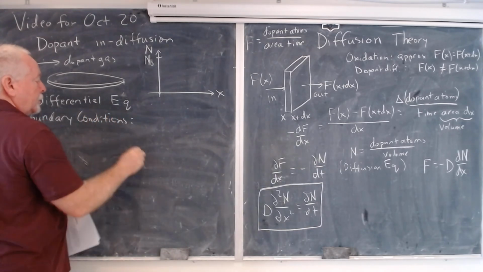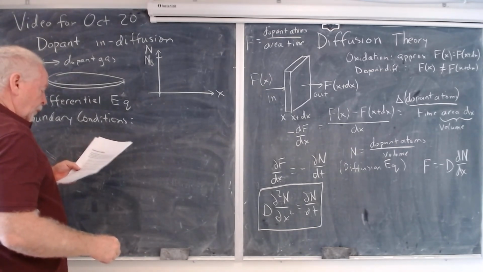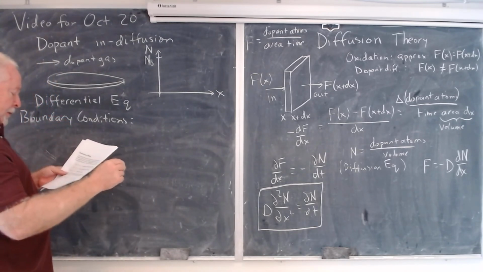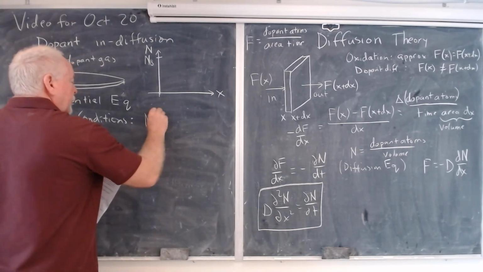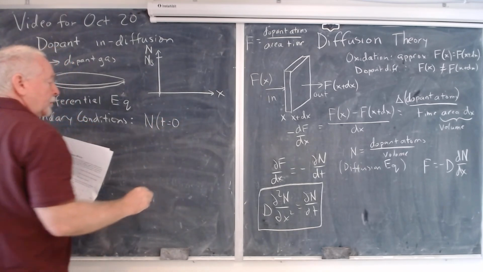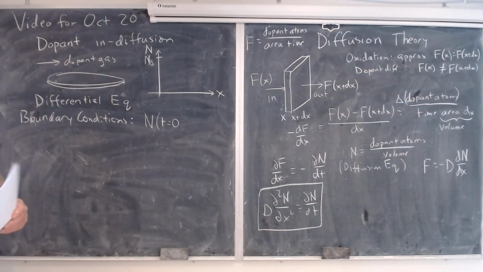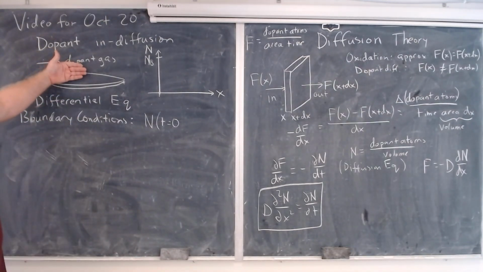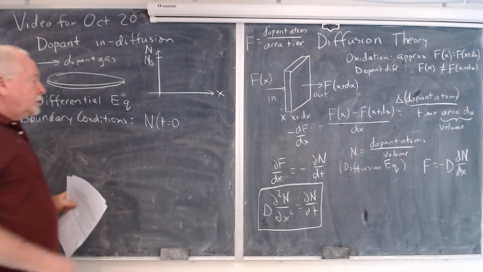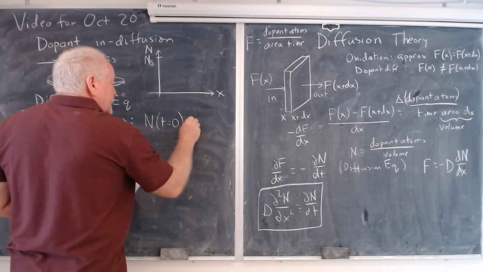are, okay, the first one's easy. Well, actually, the first one is kind of complicated, as they're written in the notes here. So N for t equals 0 is, okay, so what's t equals 0? That's when you turn the dopant gas on. So before t equals 0, there's no dopant gas. So I'm going to write it this way. It's 0.